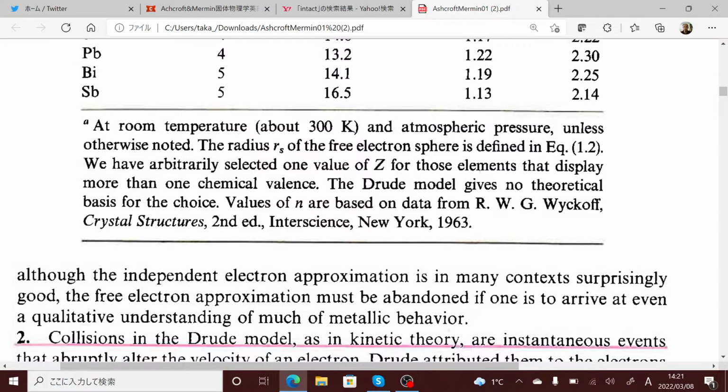We shall find in subsequent chapters that although the independent electron approximation is in many contexts surprisingly good, the free electron approximation must be abandoned if one is to arrive at even a qualitative understanding of much of metallic behavior.